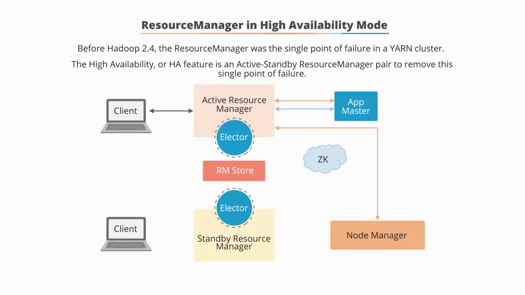Resource Manager HA is realized through the active standby architecture. At any point in time, one of the RMs is active, and one or more RMs are in standby mode, waiting to take over should anything happen to the active RM. The trigger to transition to active comes from either the admin through the command line interface or through the integrated failover controller.